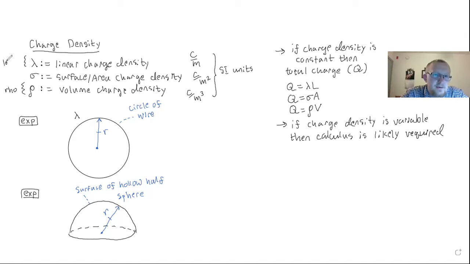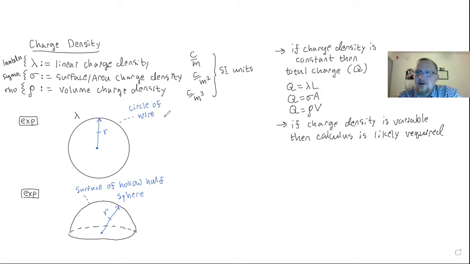I'll go up to the top here. This is lambda, the Greek letter lambda, and it indicates the linear charge density. Think of a perfectly thin line that has charge on it, with a certain amount of charge per length. That is the linear charge density, in units of coulombs per meter. And this one in the middle, that symbol is sigma, and it indicates surface or area charge density.